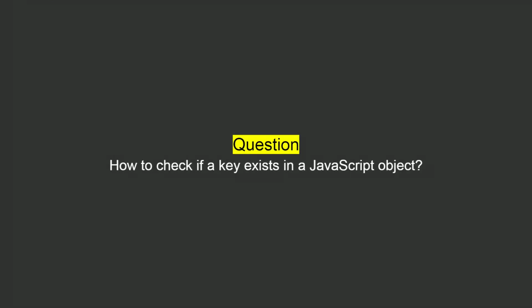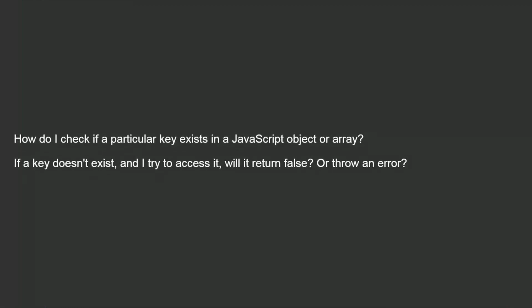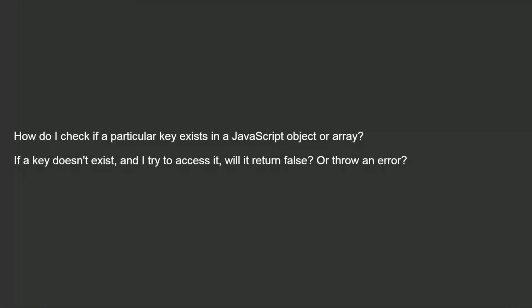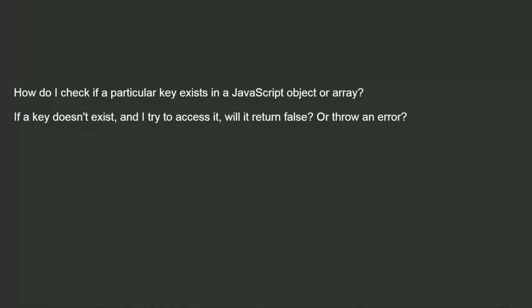How to check if a key exists in a JavaScript object. How do I check if a particular key exists in a JavaScript object or array? If a key doesn't exist, and I try to access it, will it return false, or throw an error?